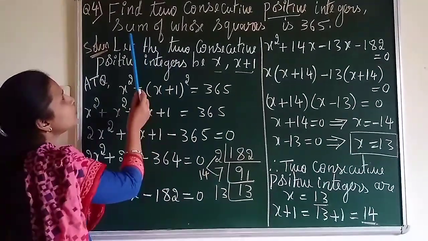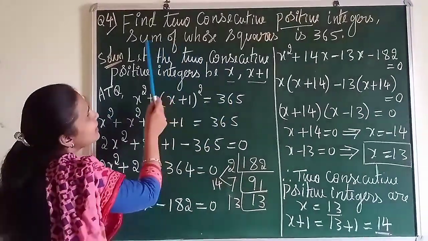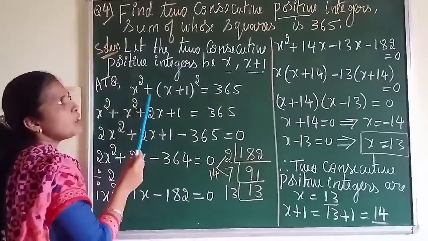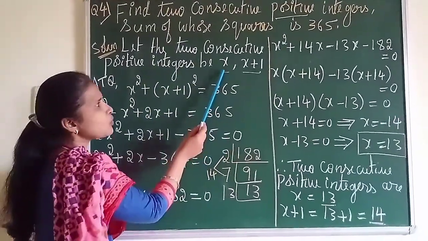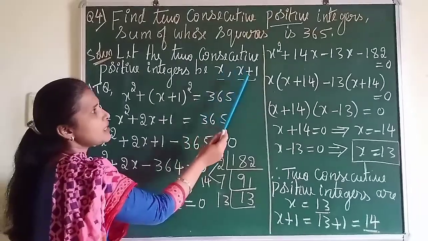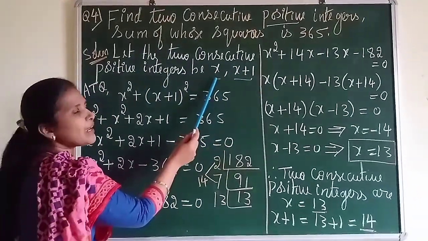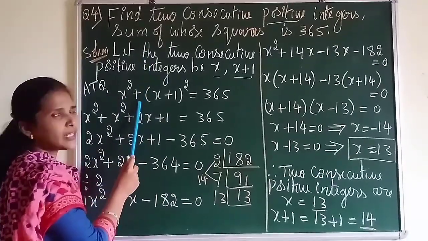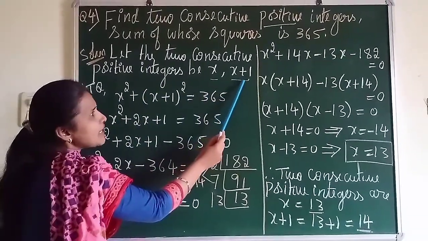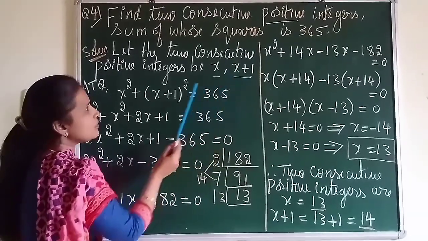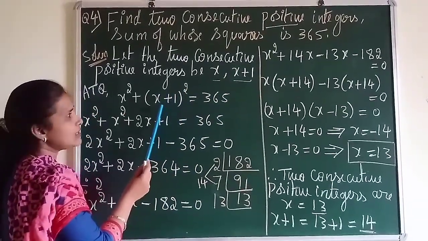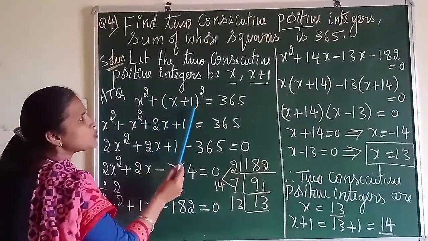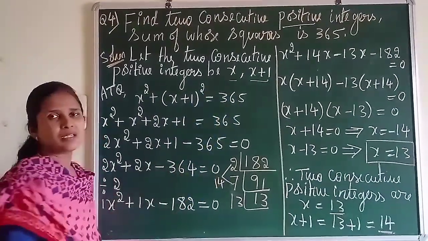According to the question, to get an equation, the next line says sum of whose squares. Sum means plus. Whose squares means we have to take the square of the first positive integer and also the second. What is the square of x? It becomes x square. Because he has given sum, take plus. And the next number is x plus 1. What is the square of this? It becomes the square of the binomial, that is x plus 1 whole square. So we got x square plus (x plus 1) whole square equal to 365.